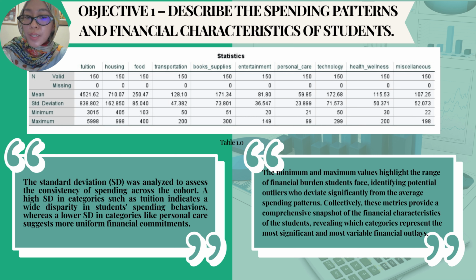Transportation, health and wellness, and miscellaneous expenses reflect moderate monthly expenditures. Entertainment and personal care have the lowest average spending, suggesting that students allocate relatively smaller portions of their budget to discretionary and personal expenses.